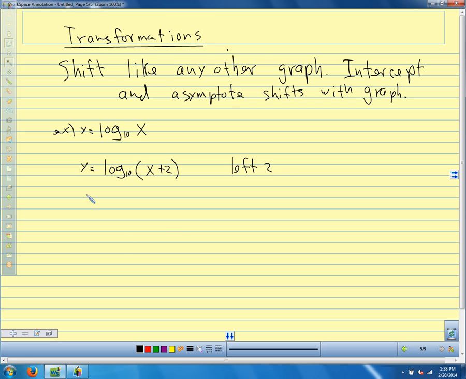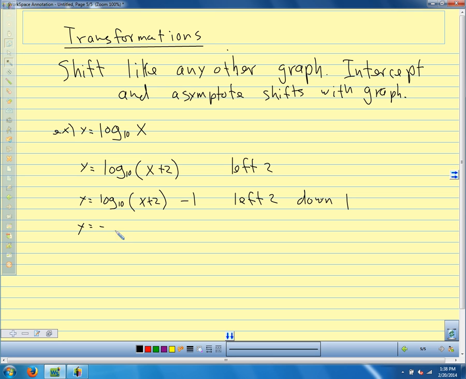How about y equals log base 10 of x plus 2, minus 1. We know it's left 2. And what else happens? Down 1. So that point that's our intercept shifts left 2, down 1. And our vertical asymptote is going to shift left 2. Up and down for a vertical asymptote really doesn't matter.